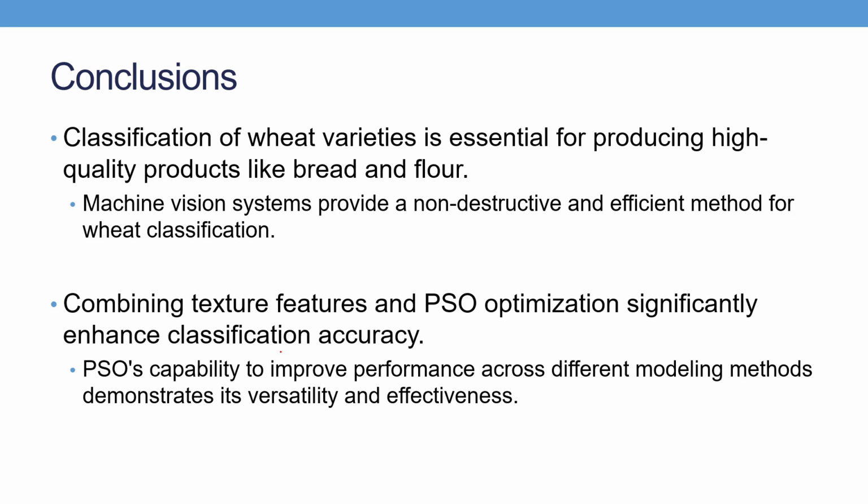So we show in this work that varieties classification is possible using texture analysis. We are able to achieve a high accuracy with a minimum set of features, and combining texture features using PSO, the particle swarm, improves classification accuracy in both approaches, selecting methods and selecting features.